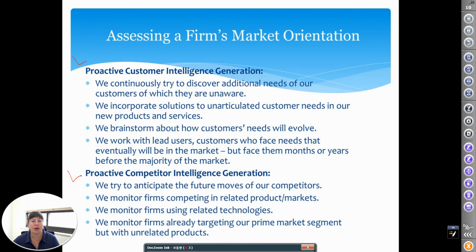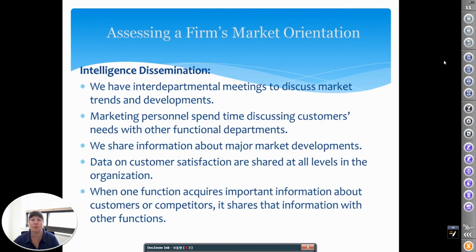Also, you can find the proactive competitor intelligence generation, and also you can see some kind of activities here. We monitor firms competing in related product markets, for example. We monitor firms using related technologies. We monitor firms already targeting our prime market segment, but with unrelated products. So, all aspects and all dimensions of the market orientation. If you follow these activities, it means that you try to be market oriented, you try to prevent the strong competitiveness, you try to meet the needs and wants of your customer. So your strategy in this case will be more successful.